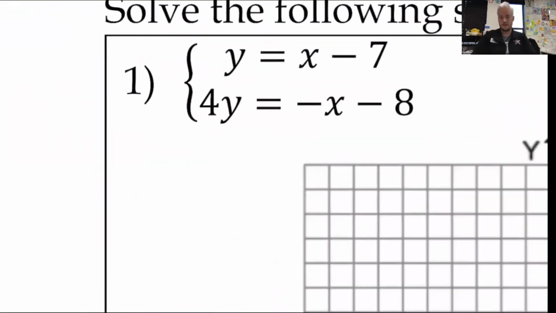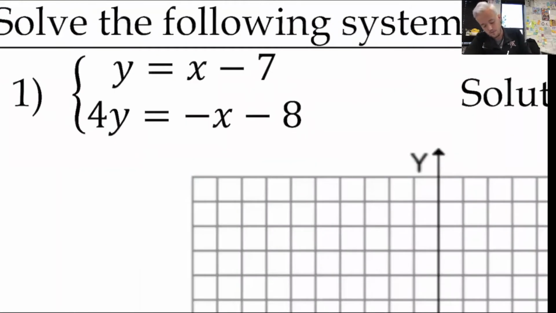So this equation here is not necessarily in slope-intercept form, at least the second one's not. However, the first one is. So I'm going to start with the first one here. So we have a slope of 1 and a b value of negative 7.